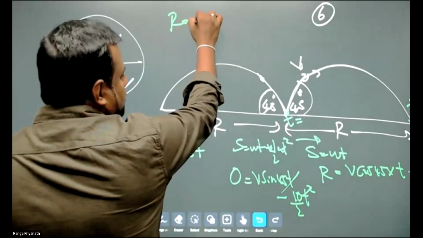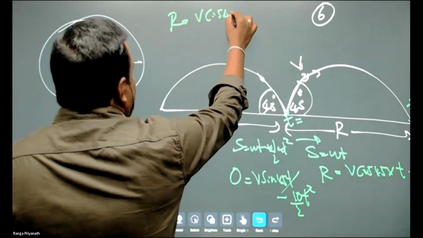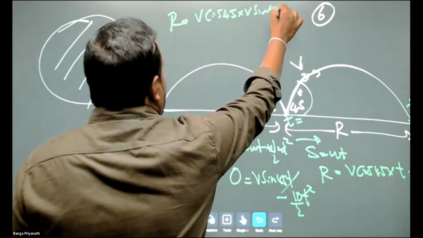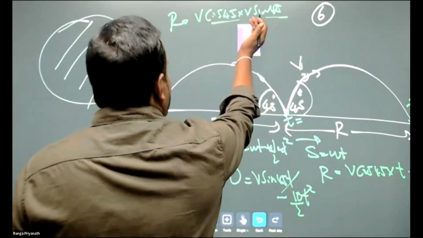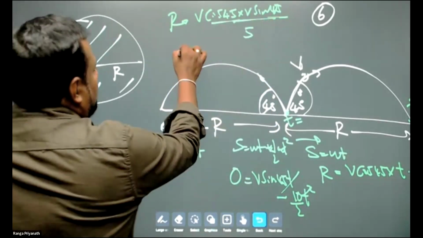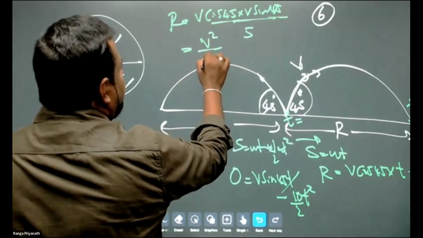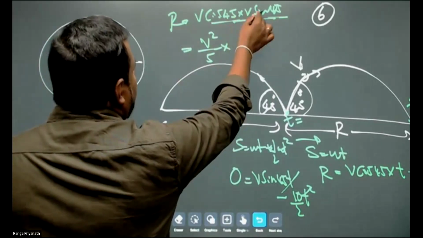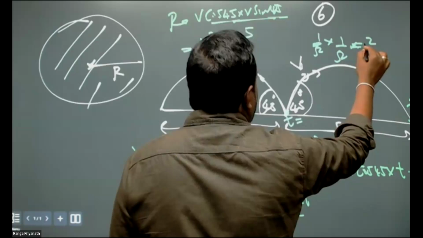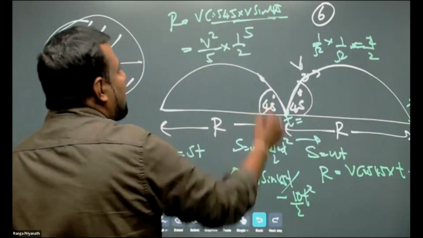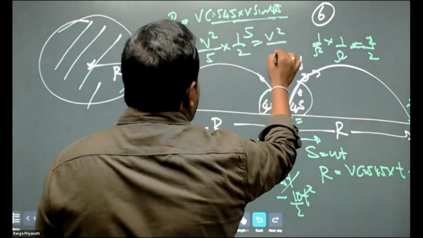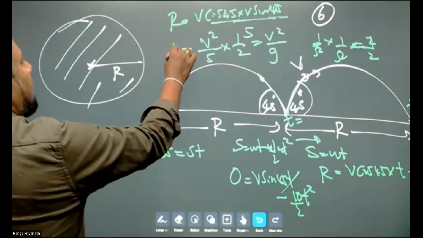So R is equal to v cos 45 times t, where t equals v sin 45 divided by 5. So R equals V squared divided by 5 times sin 45 cos 45, which is 1 over root 2 into 1 over root 2, equal to 1 over 2. So this is half, V squared divided by 10, which means V squared divided by g. R is equal to that.